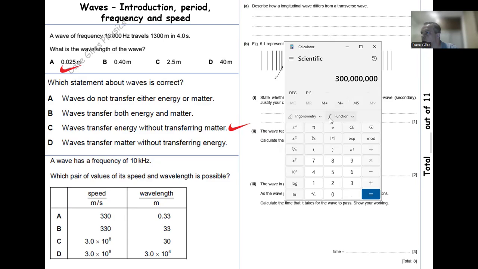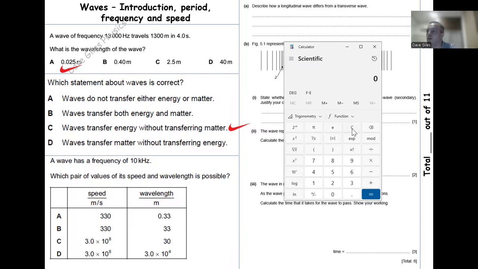I'm much more used to my own Casio, which I use in the classroom. Divided by the wavelength of 30 meters. So divide by 30, which gives me a number much bigger than 10,000. So it is not that one.